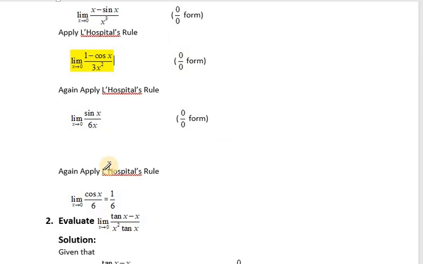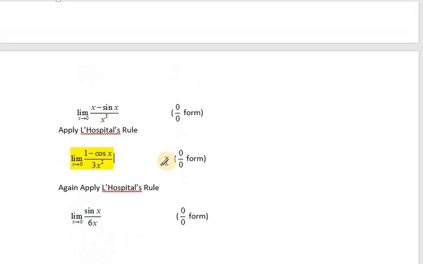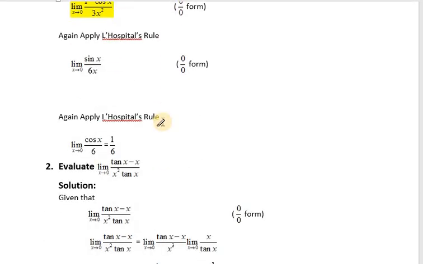So the third time we have to apply L'Hopital's rule, that is sin x derivative is cos x, 6x derivative is 6. Now the limit x tends to 0 of cos x by 6. X tends to 0 means cos 0 by 6. Cos 0 value is 1. So the value of the limit is 1 by 6. So like this, until we get the definite value for the limit, we use L'Hopital's rule.